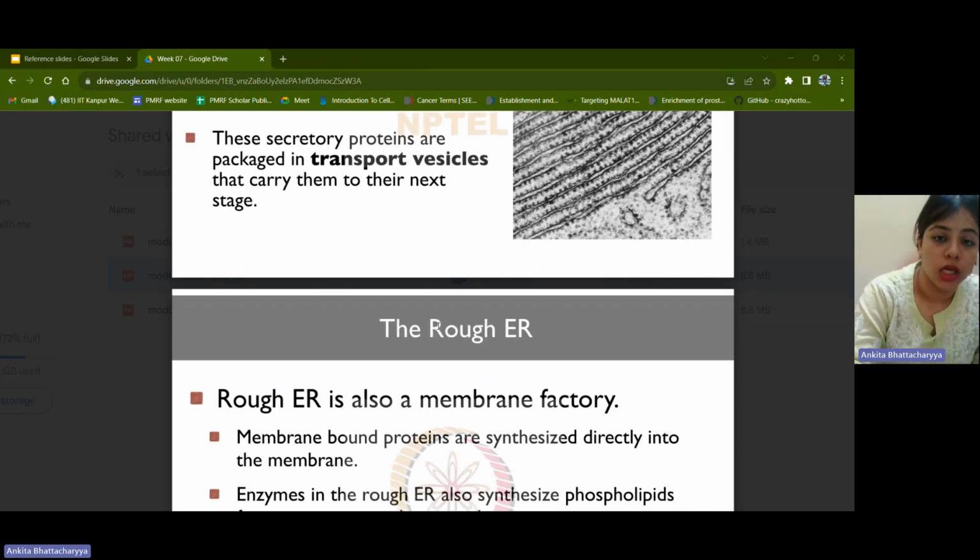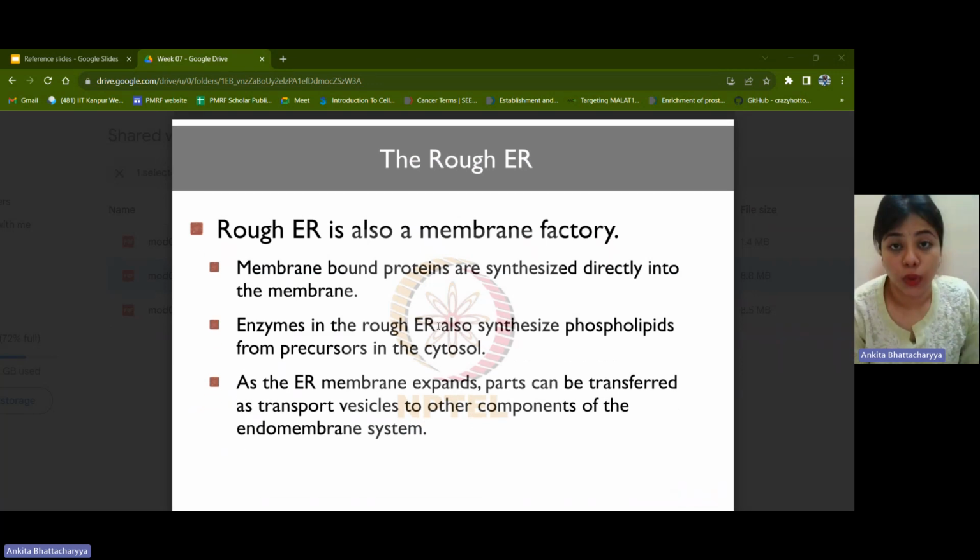The rough endoplasmic reticulum is also considered to be a membrane factory. So membrane-bound proteins are synthesized directly into the membrane. Enzymes in the rough endoplasmic reticulum also synthesize phospholipids from precursors in the cytosol. So like I said, the ER is occupying such a huge part of the cell because it is performing a diverse range of functions. It's not just doing one type of job. Whatever jobs it is doing, they're very crucial for the survival of a cell, and they're a little different in their functions as well.